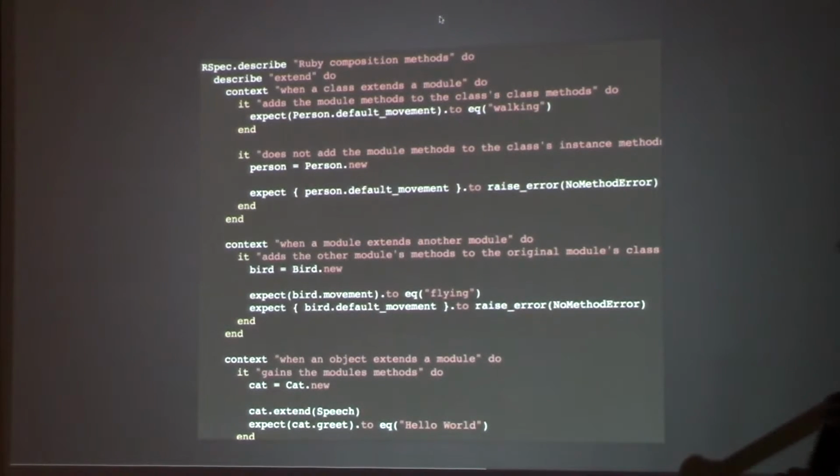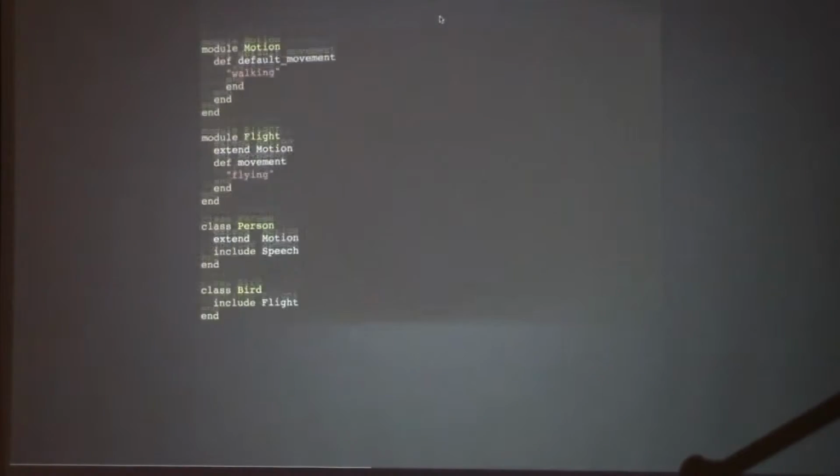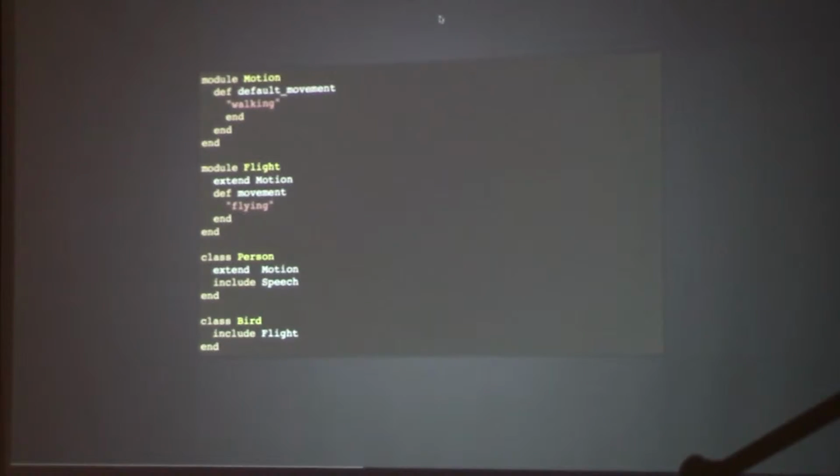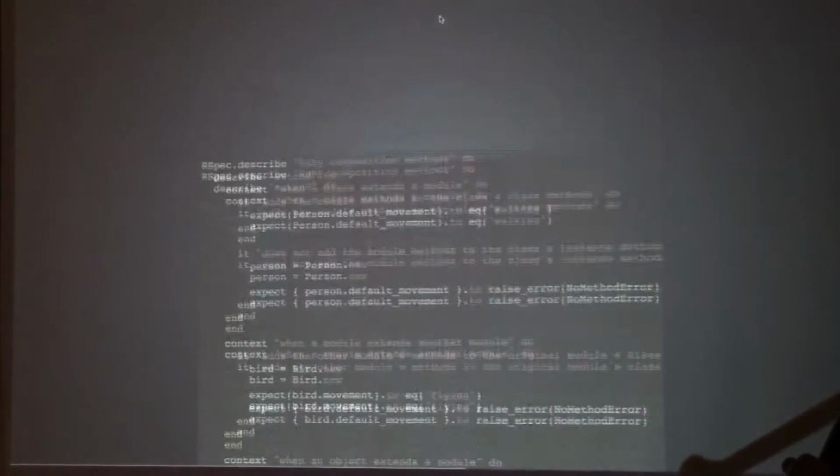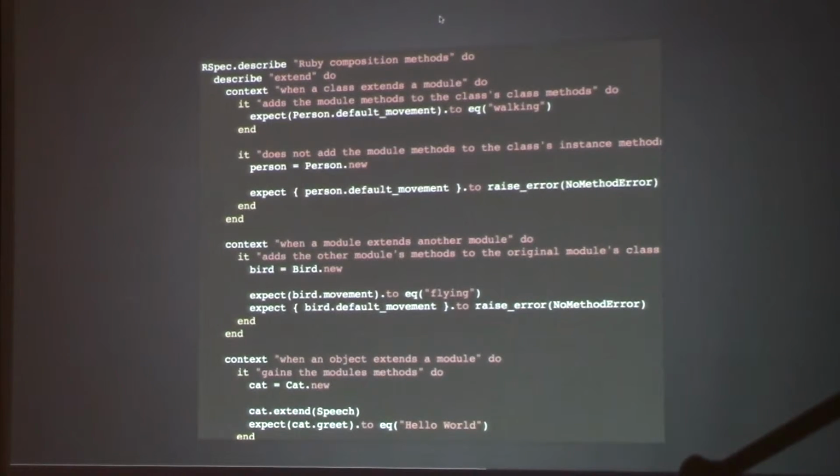Okay, so let's move on to the next spec. I seem to have left the Cat class out. I will fix it in the gist and in the blog. So let's move on to include.